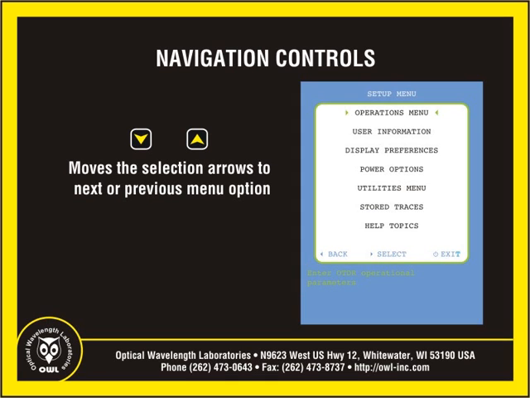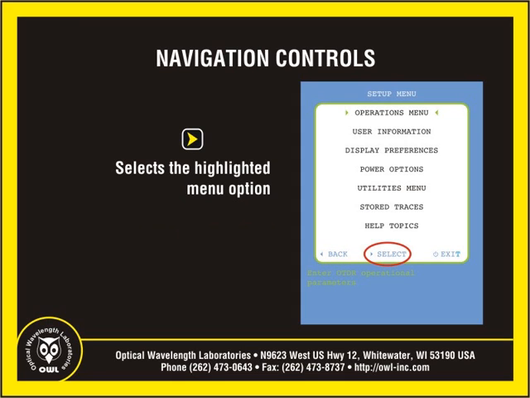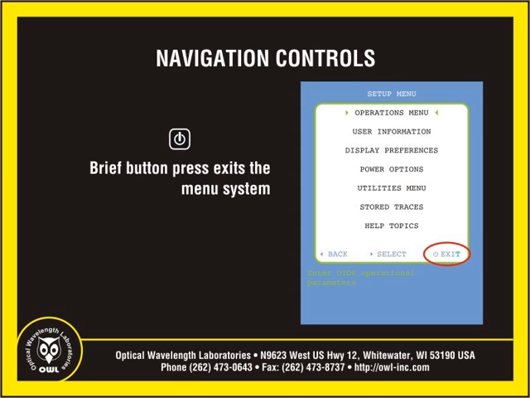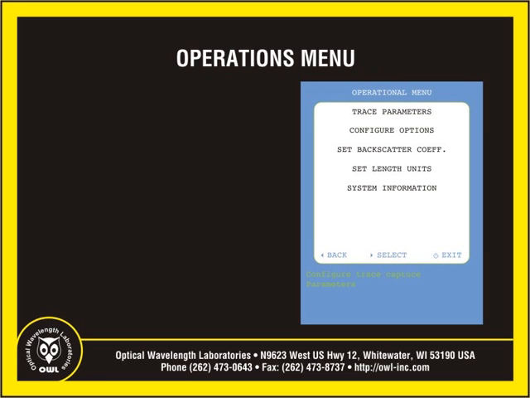The up and down arrow buttons are used to move the green menu selection arrows to the next or previous menu option. The left arrow button returns the user to the previous menu. At the Setup menu screen, this button returns the user to the tray screen. The right arrow button selects the highlighted menu option. While in the menu system, briefly pressing the power button exits the menu and returns the user to the tray screen. Selecting the Operations menu option accesses the Operations menu, which in turn has the menu options shown here.